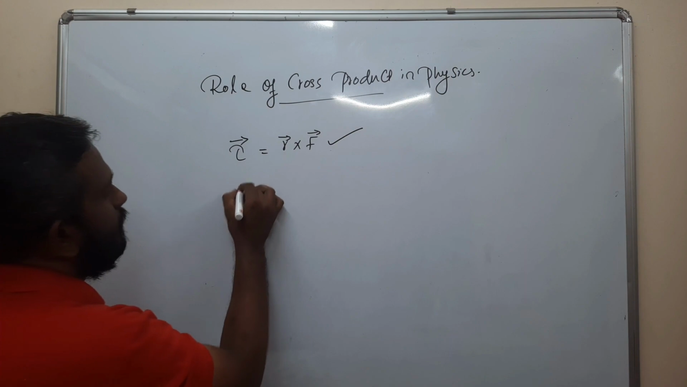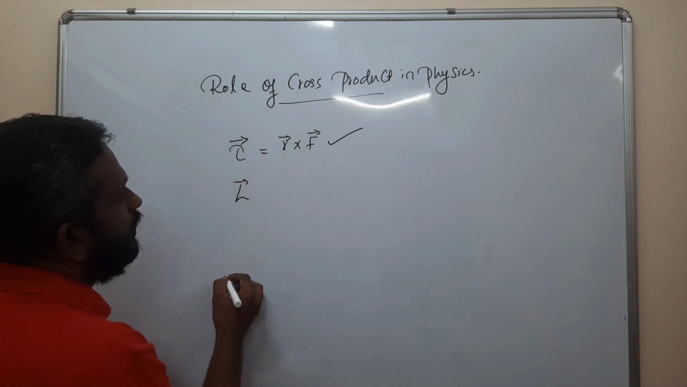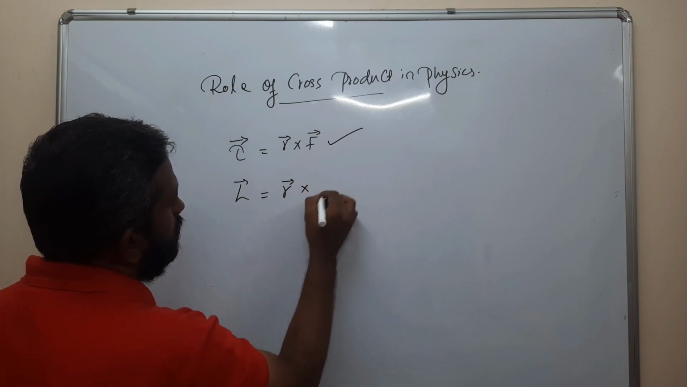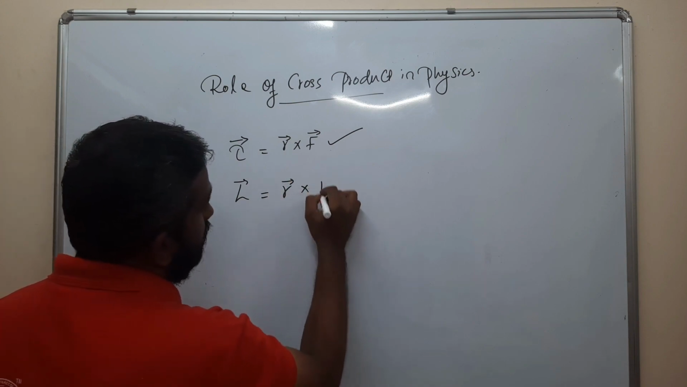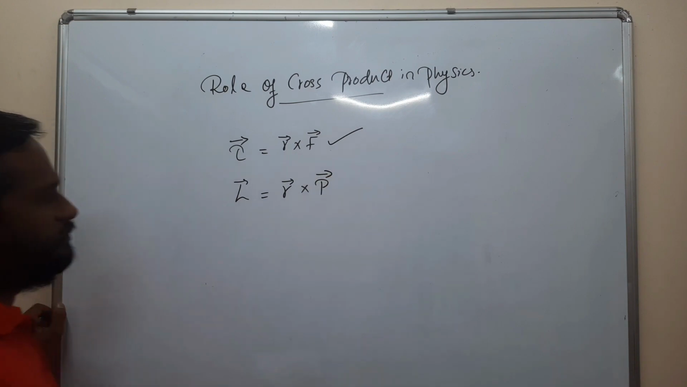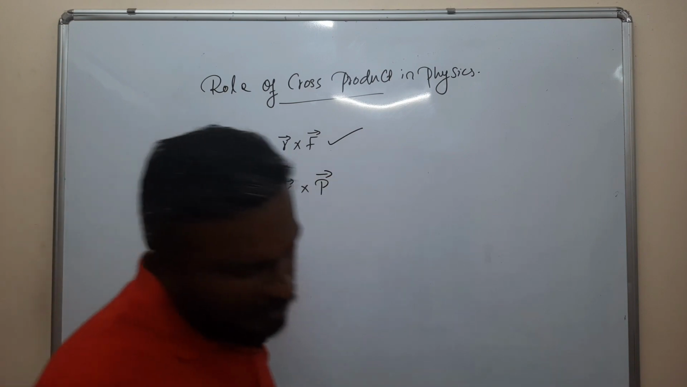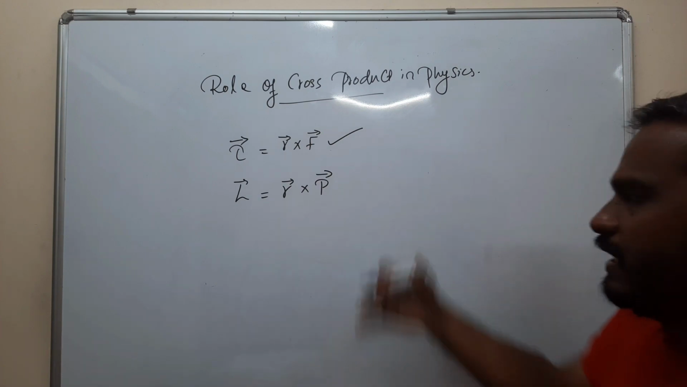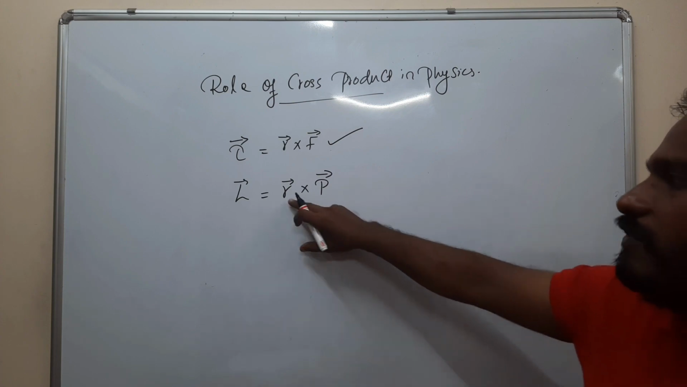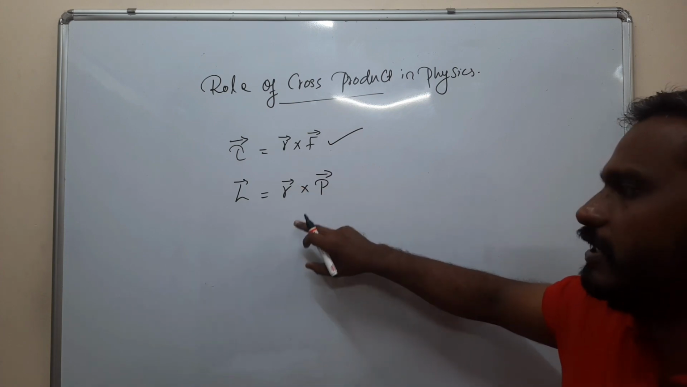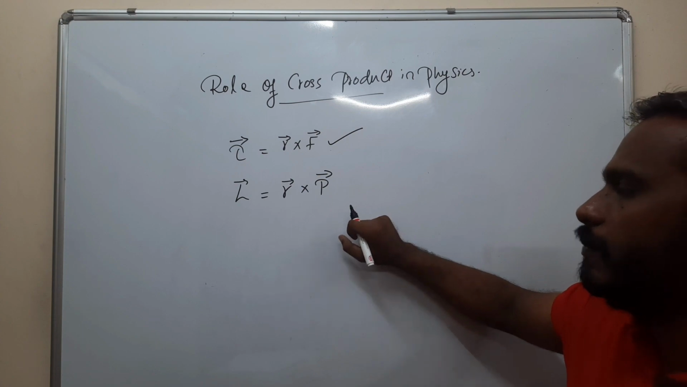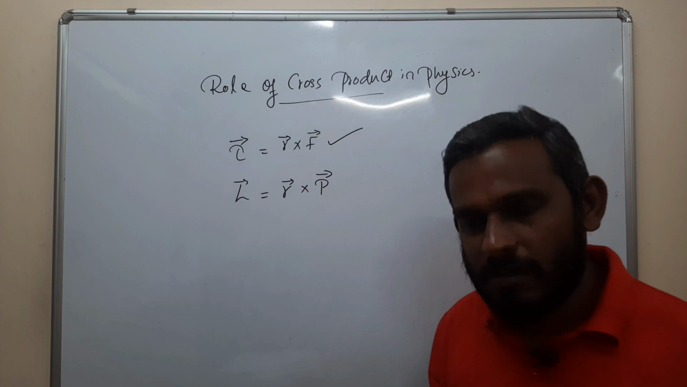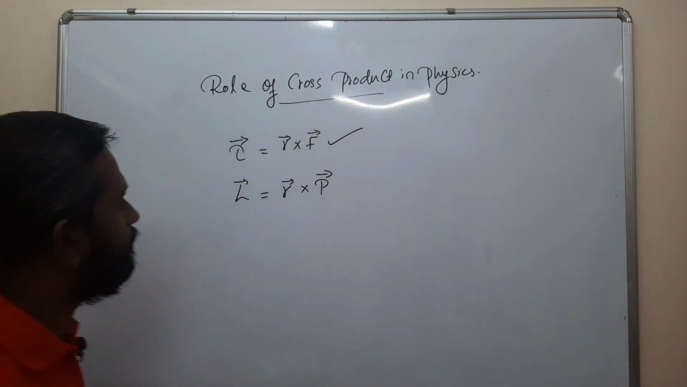What is angular momentum? Another quantity is angular momentum. L vector is equal to r vector cross p vector, that is linear momentum. Angular momentum is the cross product of the position vector and linear momentum. Both are vector quantities, and taking the cross product we get a third vector quantity.